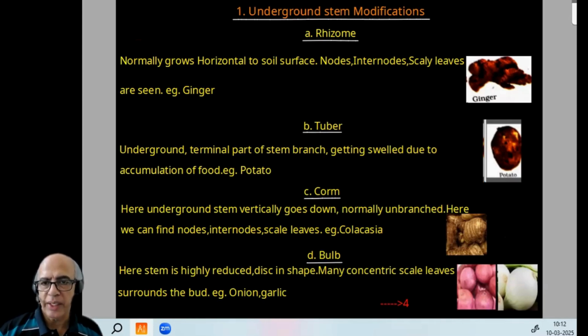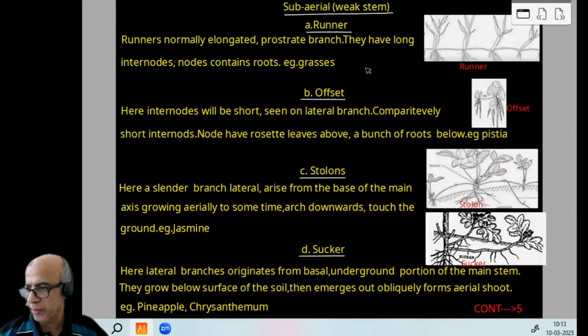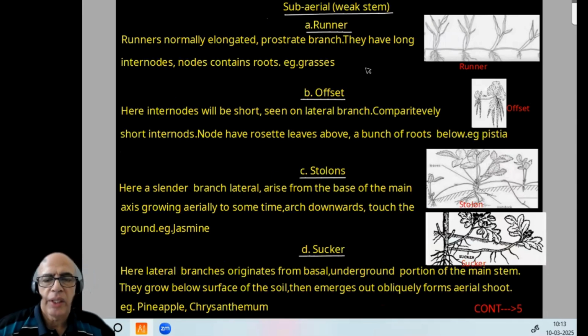Now comes subaerial, more towards weak stem. First is runner. Runners are normally elongated, prostrate branches. Prostrate means lying along the ground. They have long internodes, and the nodes contain roots at the base. Example is grasses. If you observe this diagram, it will be clear. With the diagram I showed, it will be easy for you. That is regarding runners. Example is grasses.